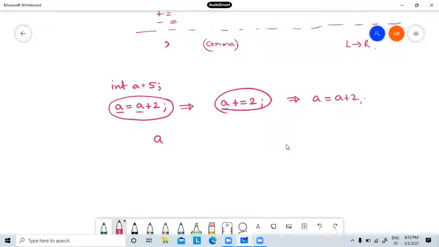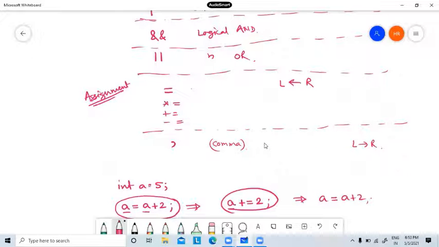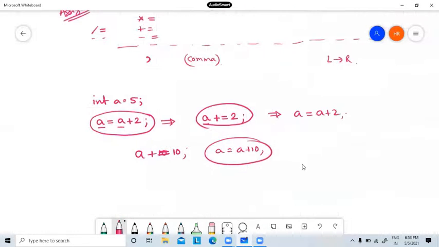If you write A plus, say 10, sorry, A plus equal to 10, it means A equal to A plus 10. So this is the use of this assignment operator. There are all the different types of assignment operators, like plus equal, minus equal, then there is division equal, all these operators are there. So these are all called assignment operators. In C language, this type of operator is used to make the writing easier.